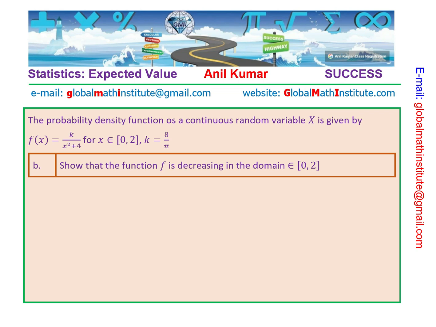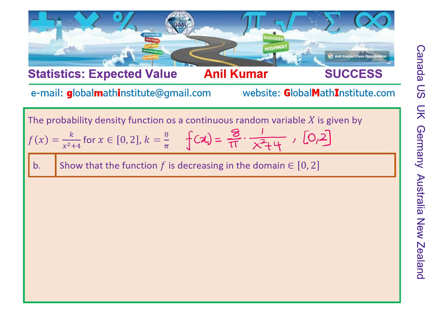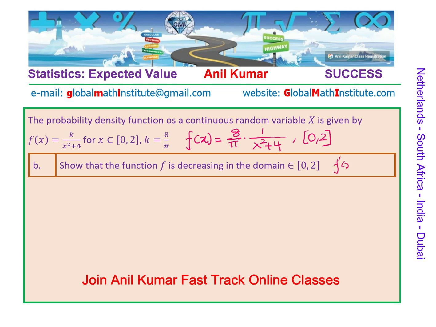Part B of this question is to show that the function f is decreasing in the domain. We just found the function f of x as 8 by pi times 1 over x squared plus 4, interval 0 to 2. Perfect. So now we need to show that the function is decreasing in the closed interval 0 to 2. How will you do that? Well, we need to find the first derivative. Decreasing means it has to be less than 0, negative. So if the derivative is negative, then the function is decreasing. Perfect. So with that concept, let's move forward.